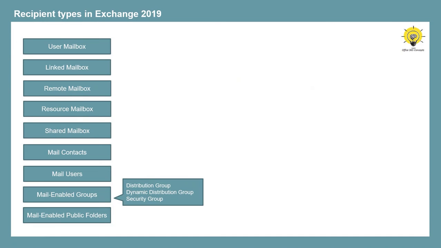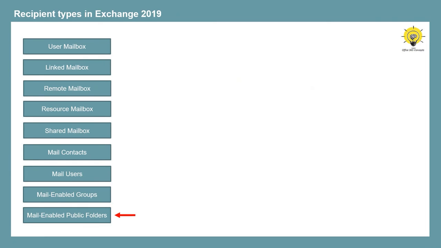Let's say as an administrator, you need to assign same permission for multiple users. So we will add those users within the security group. We will assign permission on the security group itself, and all users will inherit the same permission from the security group. And the next type of recipient in Exchange Server is public folders.